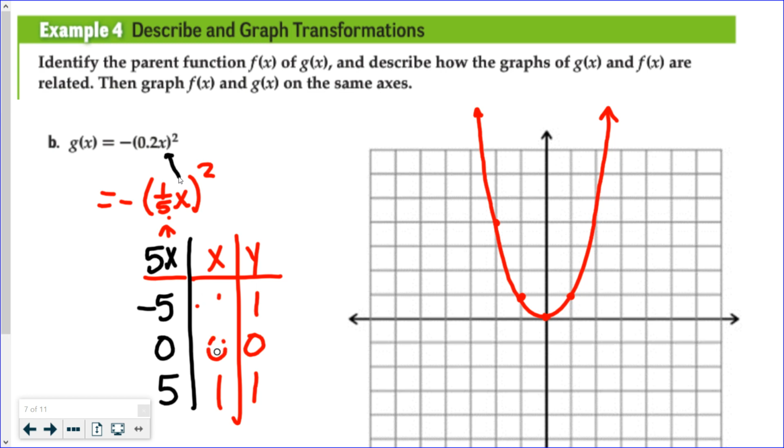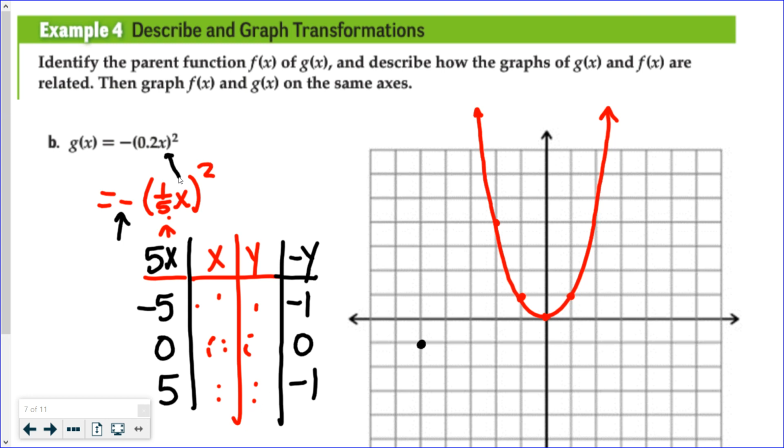Now we don't care about these x's anymore. But I still have this negative sign out there. It's outside of the parentheses, so it's going to mess with my y's. It's going to make all my y's negative. So negative times 1 is negative 1. Negative times 0 is 0. Negative times 1 is negative 1. Now we don't care about these y's. So these are my transformed points. I've got a point at negative 5, negative 1; 0, 0; and 5, negative 1. So we flipped our parabola upside down. And we did a horizontal stretch, which also looks like a vertical compression. So a big fat parabola that's turned upside down.